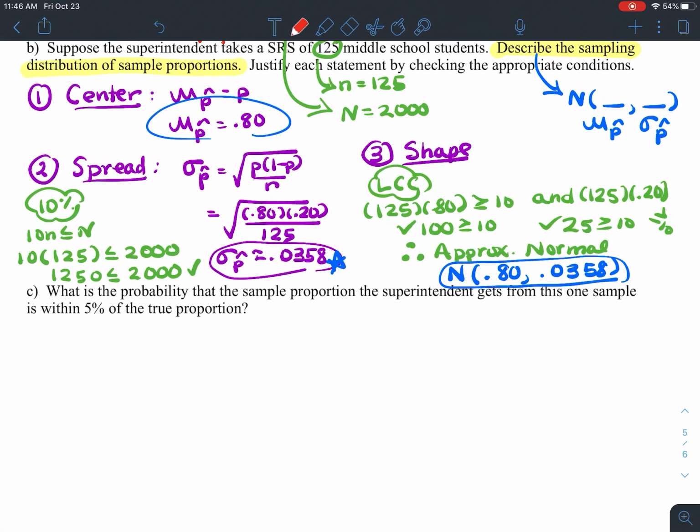So it says, what is the probability that the sample proportion that the superintendent gets from just this one sample is going to be within 5% of the true proportion? Now remember, the true proportion, we were told in the problem, was the 80%. So we're looking for within 5% of that 80%. Okay, we want to know what are the chances of the p hat being either 5% greater than 80% or 5% less than 80%. So it creates this window between 75 and 85%.